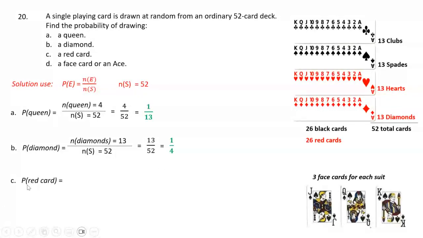Right, a red card. There's 26 red cards, so it's going to be 26 over 52, which would be 1/2.